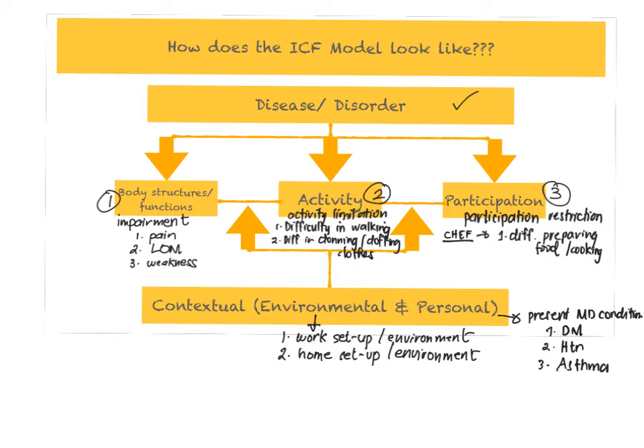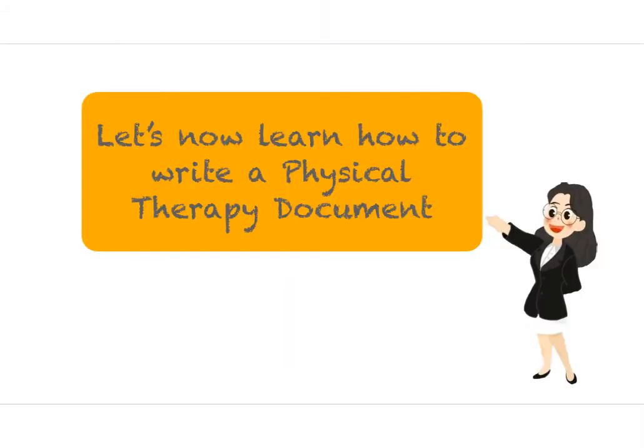All right, and they are all interrelated to each other. So this arrow here will now tell you that the environmental and personal factors will affect the body structures, will affect the activity, will affect the participation. Okay, so we now go to writing the physical therapy document.